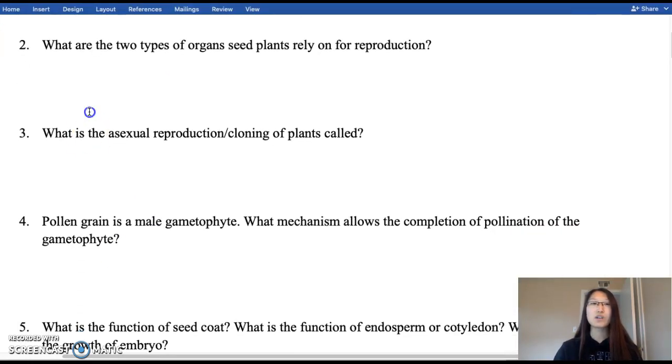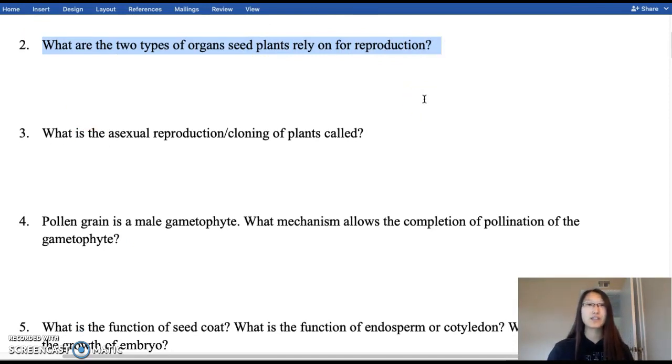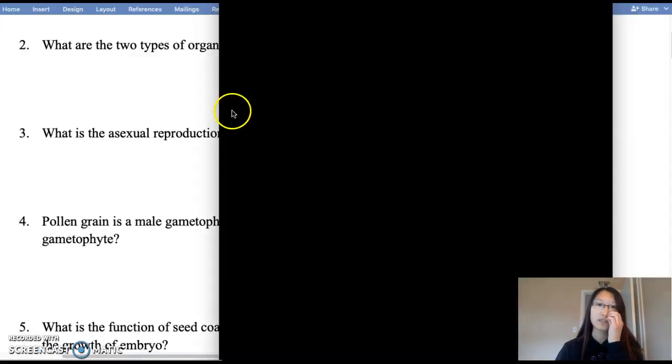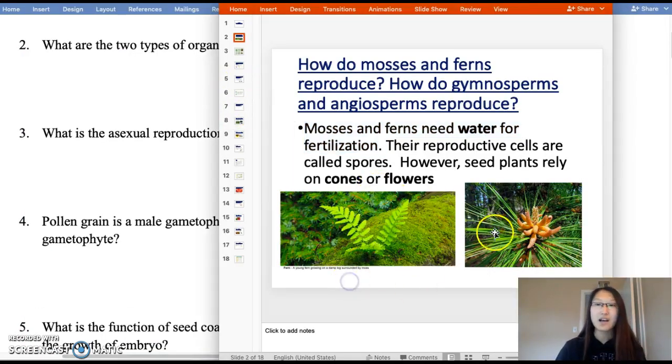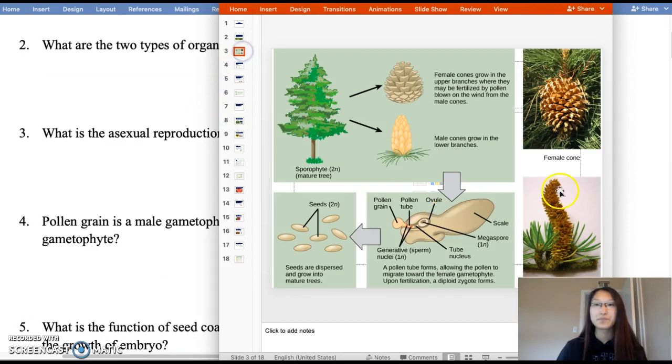The second question is, what are the two types of organs seed plants rely on for reproduction? There are two types of seed plants: the gymnosperms and the angiosperms. The gymnosperms reproduce using cones. There are those female cones and male cones right here. As you can see, this is a male cone, this is a female cone.